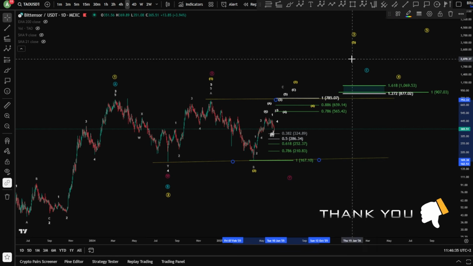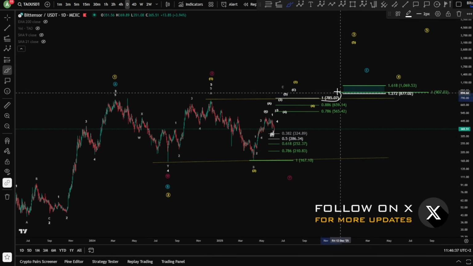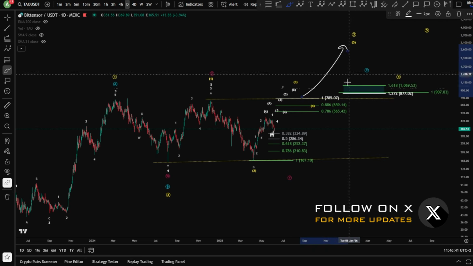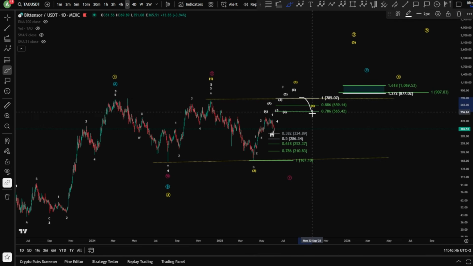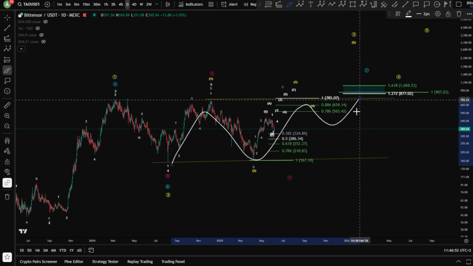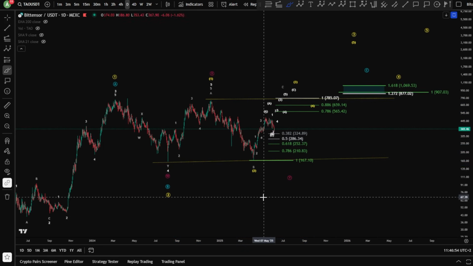So I would say if we break the 1-to-1 fib level at 785, then we might unfold the wave 3 towards the upside. If we retrace from there towards the downside, we have to come back to the ending diagonal, as 1, 2, 3, 4, 5 for TAO.